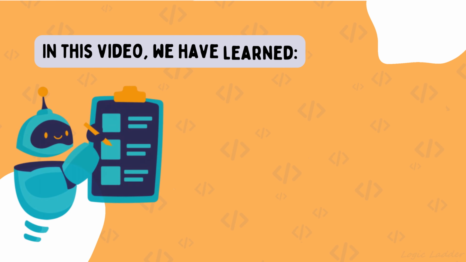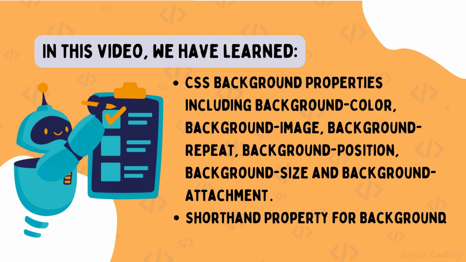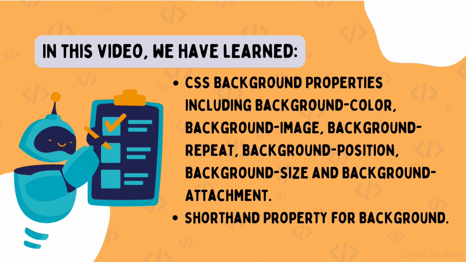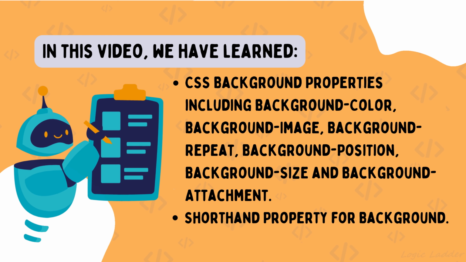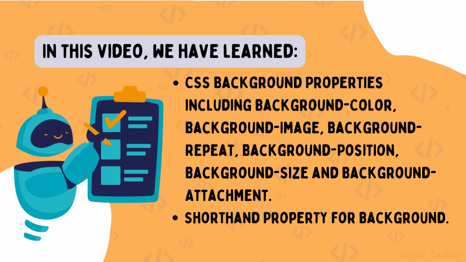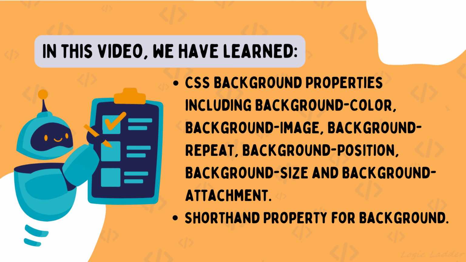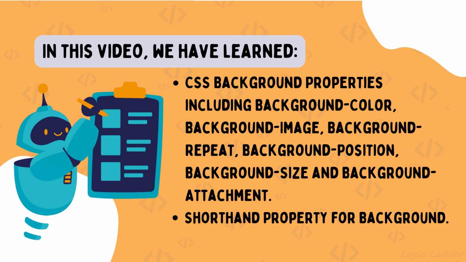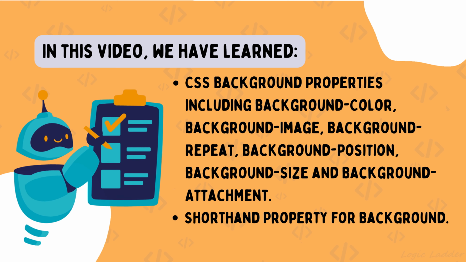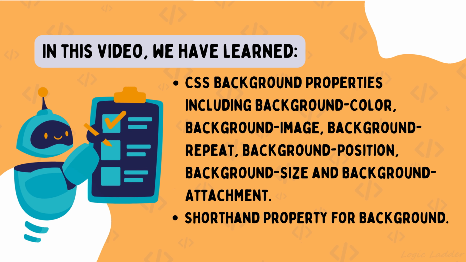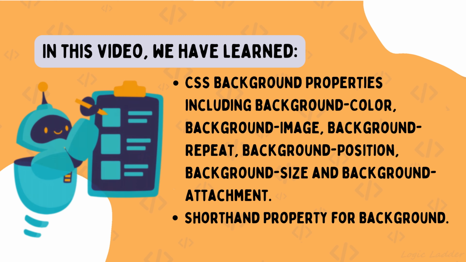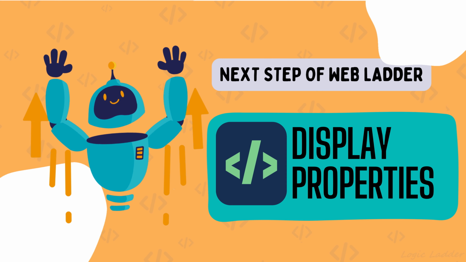In this video, we have covered CSS background properties including background color, background image, background repeat, background position, background size, and background attachment. We have also covered the shorthand property for background. We also implemented different background properties on our portfolio website. In the next video, we will learn about CSS display properties. See you there.